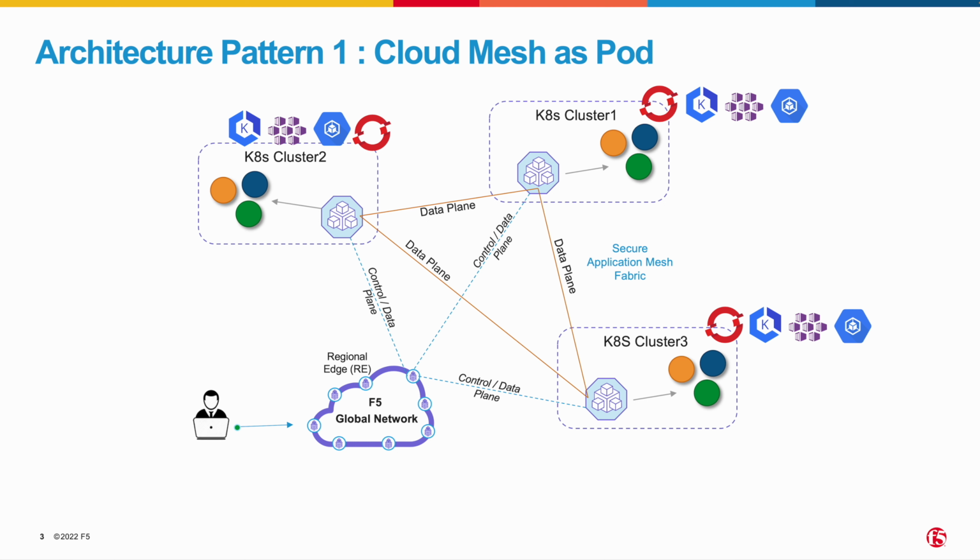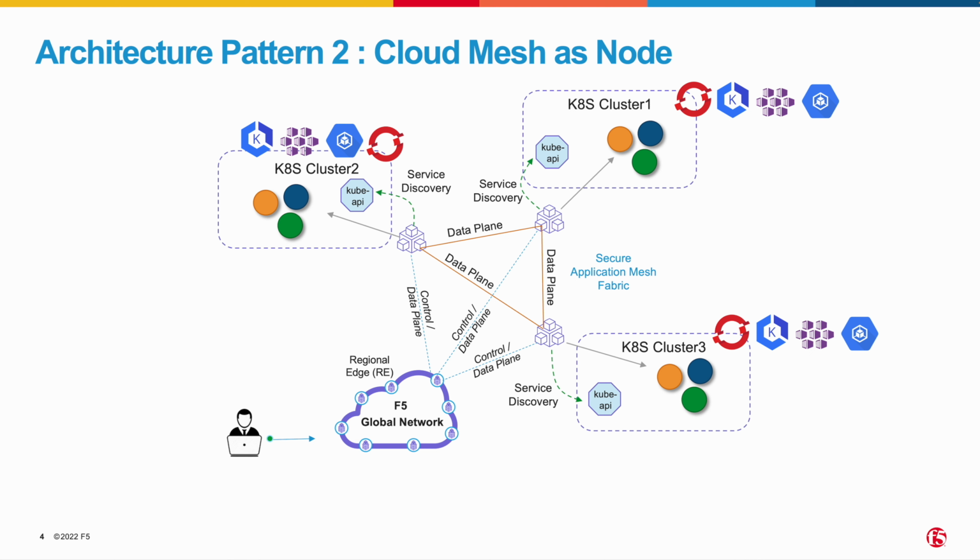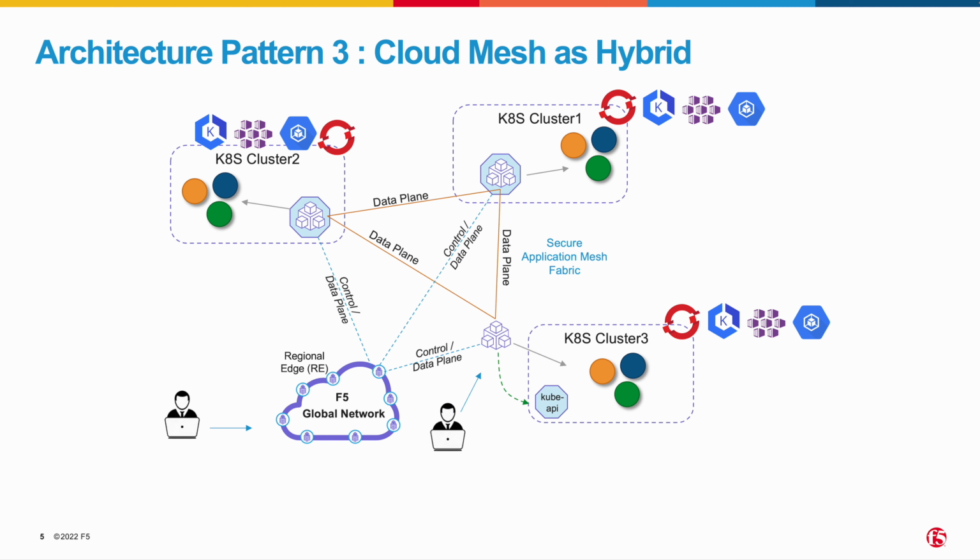Architecture Pattern 1 allows you to run Cloud Mesh as a container native pod. In this deployment pattern, the Cloud Mesh pod runs inside the OpenShift cluster. Architecture Pattern 2 allows you to deploy Cloud Mesh as a node. In this pattern, the Cloud Mesh node runs outside the OpenShift cluster as a virtual machine and functions as a secure Kubernetes gateway to the OpenShift cluster. The Cloud Mesh node performs service discovery of the pod's lifecycle. Architecture Pattern 3 is a combination of Pattern 1 and Pattern 2. It's a hybrid pattern. Cloud Mesh as hybrid will be demonstrated in this video.